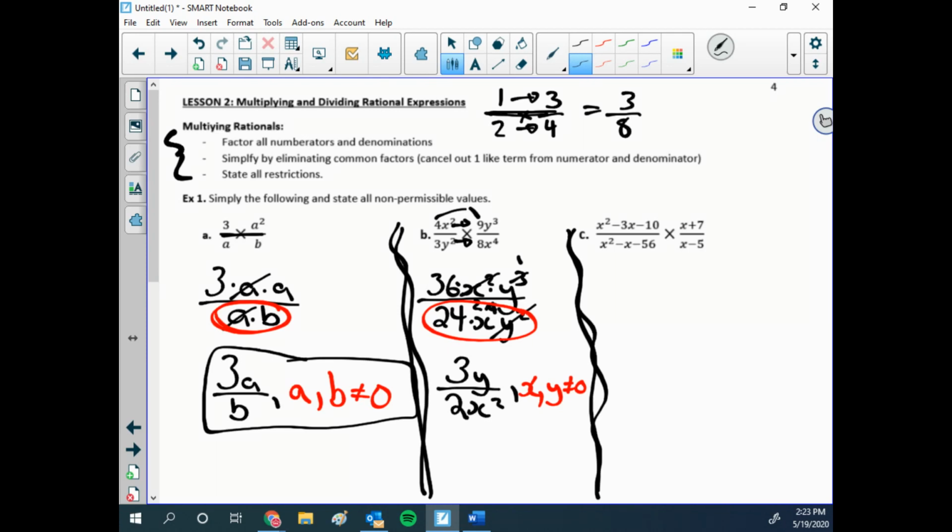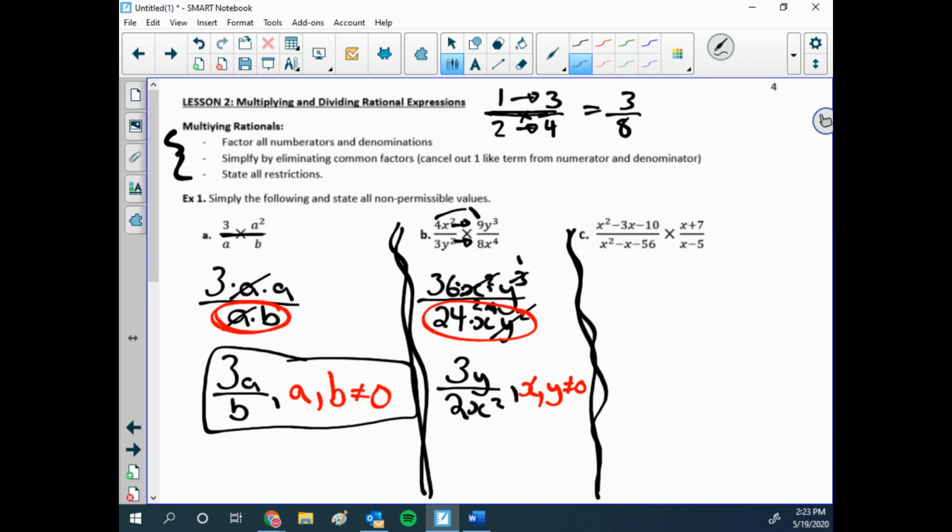Next part: x squared minus 3x minus 10 over x squared minus x minus 56, times x plus 7 over x minus 5. Now, looking at these, we cannot just say, oh, let's start canceling out, there's an x squared here and an x squared here. That doesn't work, because these terms are being added and subtracted, while in the previous question, everything was being multiplied.